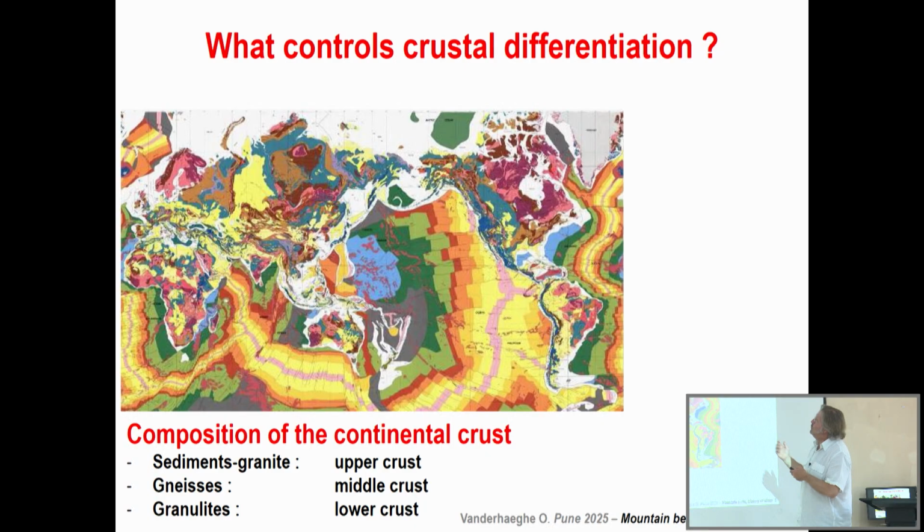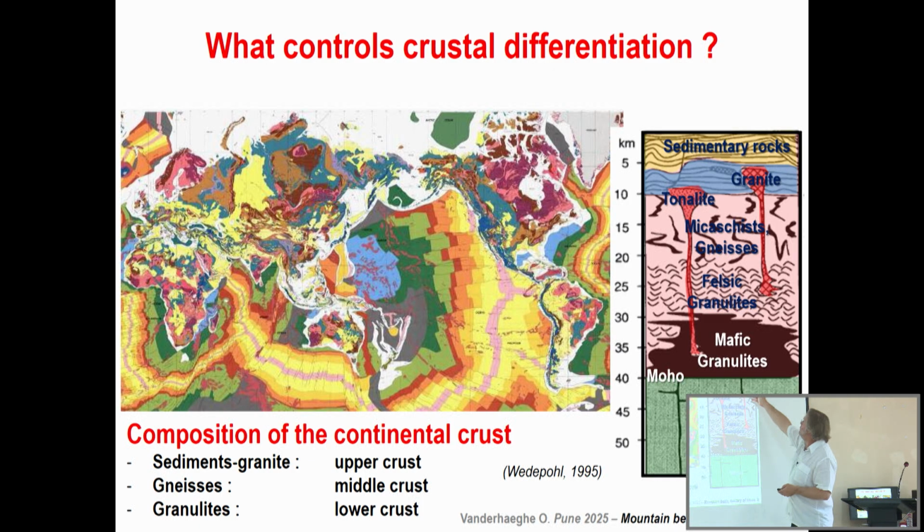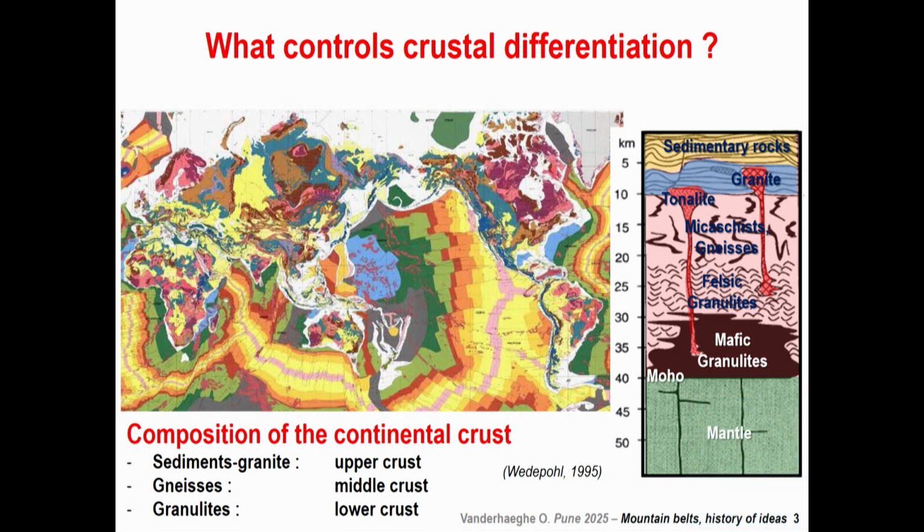Okay, and what controls crustal differentiation? You know that the continental crust is made of an upper crust dominated by sediments and volcanic rocks, intruded by plutonic rocks, mostly granite, a middle crust made of metamorphic rocks, mica schist, gneisses, and then a lower crust made of granulites, mafic and felsic granulites. That's overlying ultramafic rocks, peridotites. I won't develop too much on that unless I decide that, with our interaction, it is of interest to you.